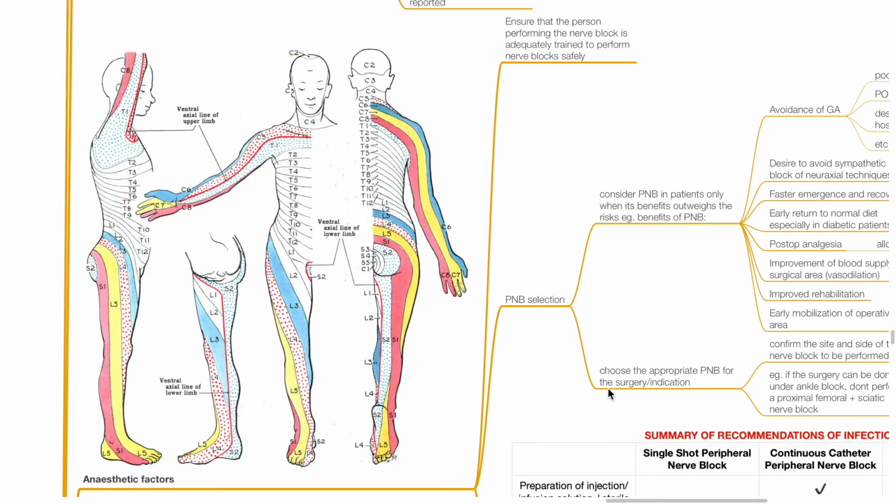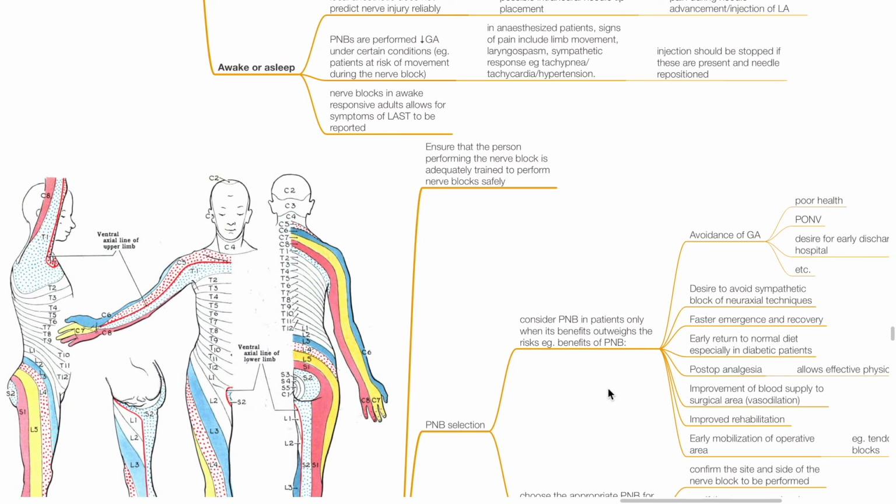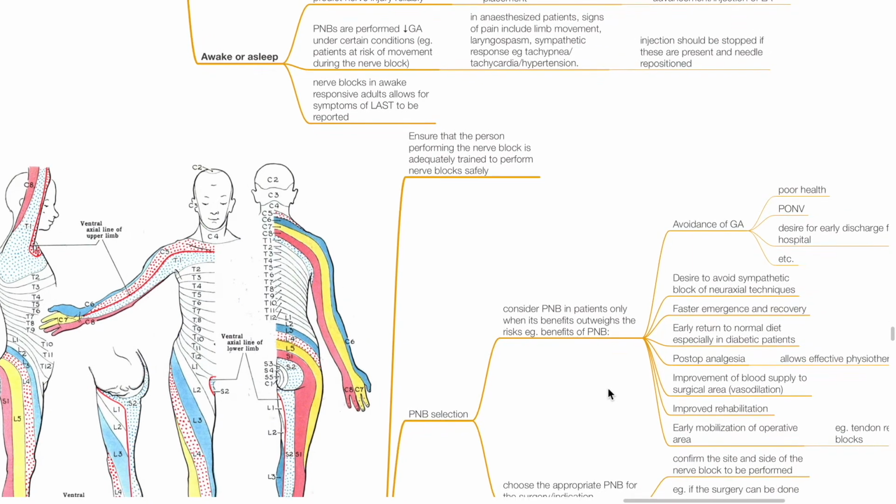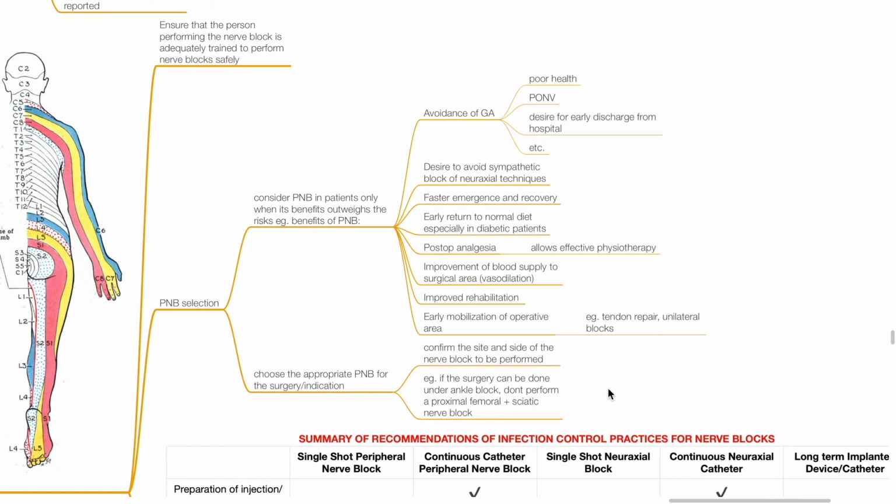Anesthetic factors. Ensure that the person performing the nerve block is adequately trained to perform the nerve block safely. PNB selection. Consider PNB in patients only when its benefits outweigh the risk. For example, avoidance of GA in poor health to avoid post-op nausea and vomiting, or desire for early discharge from the hospital, desire to avoid sympathetic block of neuraxial techniques, faster emergence and recovery, early return to normal diet especially in diabetics, post-op analgesia, improvement of blood supply to the surgical area, improved rehabilitation, and early mobilization of the operative area.